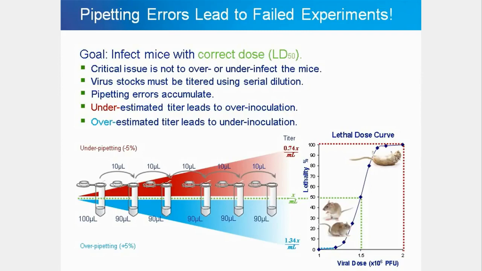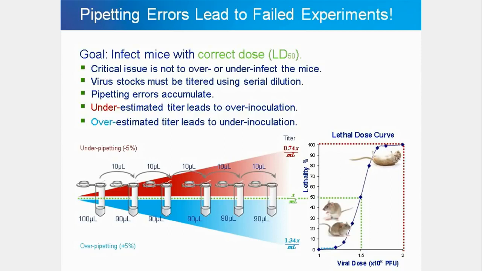The critical issue in preparing the serial dilution is to make sure that the process is accurate so that mice are neither over nor under infected, since both cases give incorrect results. As shown here, under-pipetting by 5% results in an apparent titer that is only 74% of the correct titer, which in turn leads to over-inoculation and death of all the mice.